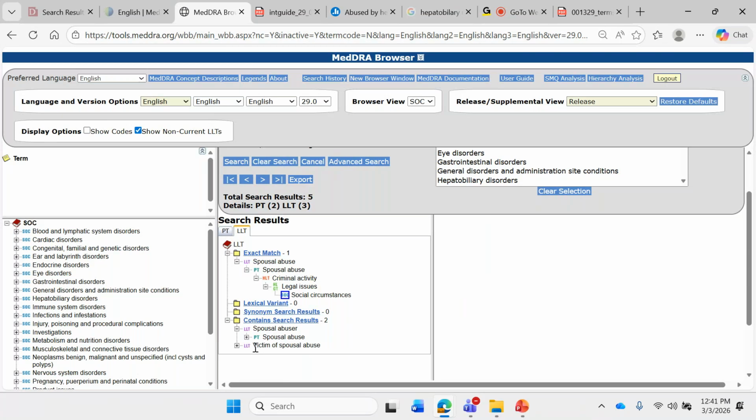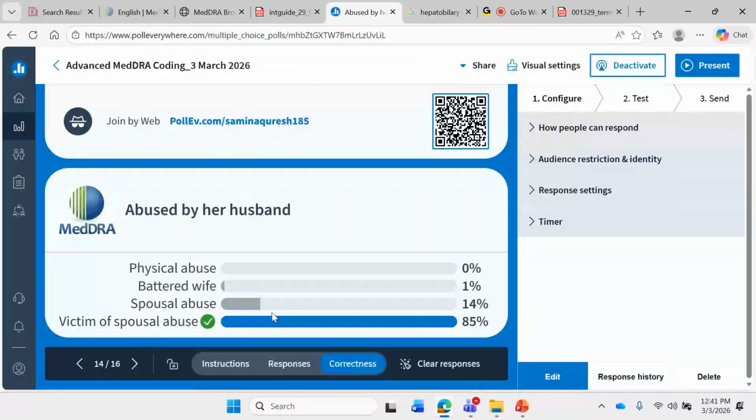Whereas victim of spousal abuse, which is the correct answer, goes to the HLT crime victims and not the HLT of criminal activity. They are the victims. So important to look, it's very tricky, but you can confirm that you're making the correct choice of LLT term by looking at the hierarchy. And here it was very important to look at the hierarchy because it could be a bit tricky. So that's why you wouldn't use spousal abuse, because this is reporting someone who's being abused by the husband. So it's the victim.